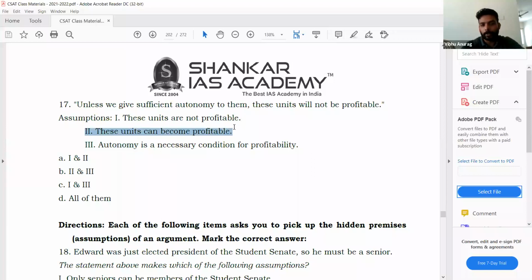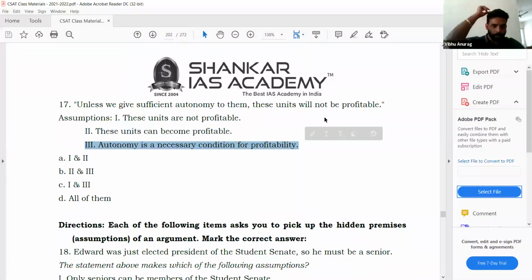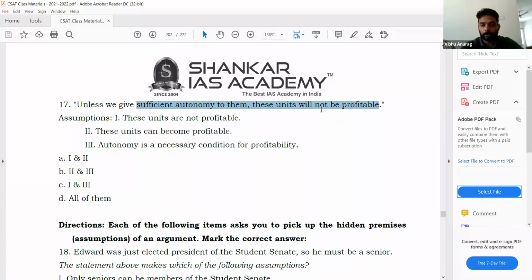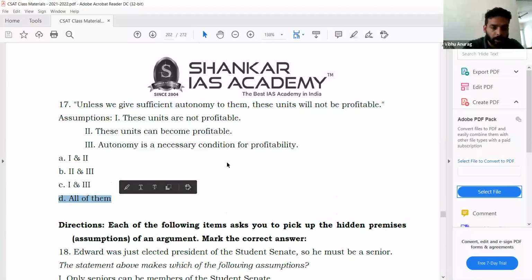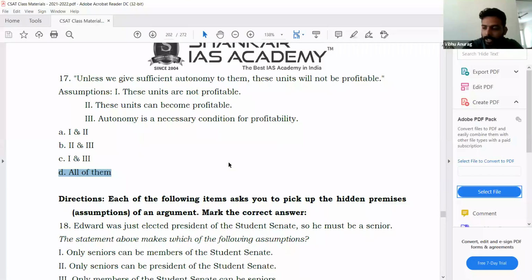Two, these units can become profitable. Yes, that's why he's saying unless we give them sufficient autonomy, these units will not be profitable, which means if we do give them autonomy, they may end up becoming profitable. So correct. Third one, autonomy is a necessary condition for profitability. Yes, again yes. He's saying unless we give them autonomy, they will not become profitable. So if they have to become profitable, first they need to get autonomy. So yes, autonomy is required for profitability. So all of them are valid. 17th answer is D, all of them.